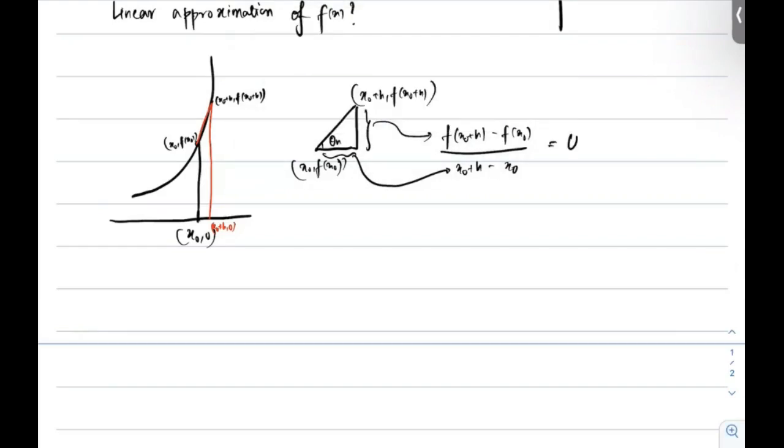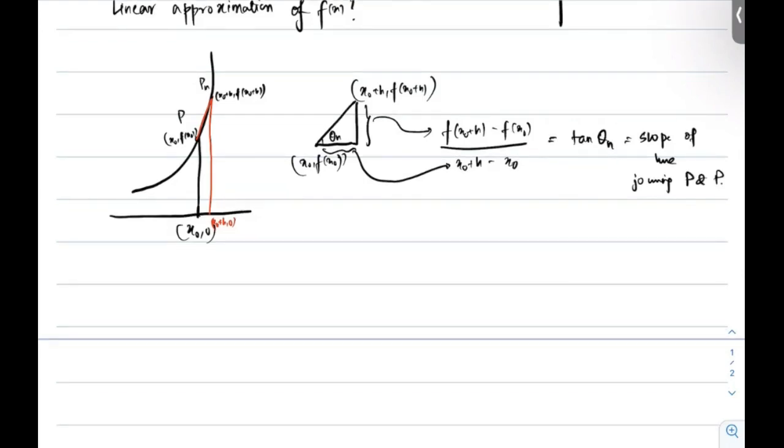It is tan theta of h, meaning it depends upon h. So tan theta is nothing but the slope of this line. You know that, right? So it's nothing but the slope of the line joining, let's say, P and P_h.